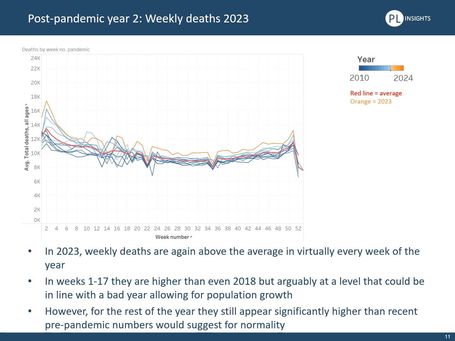For the rest of the year, though, from week 17 onwards, it still looks to me significantly higher than what we'd expect to have seen. You could imagine getting some years where perhaps some weeks rather, where it has occasionally gone to that extent above the average, but it's not happened before. They still look significantly higher than the normality, if you like, of the pre-pandemic years.